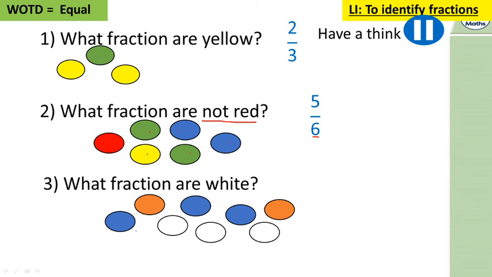What fraction are white? How many do we have in total? 1, 2, 3, 4, 5, 6, 7, 8. So our denominator is going to be 8. We're looking for white, so 1, 2, 3. 3 parts of those are shaded white. So we're going to get 3/8.